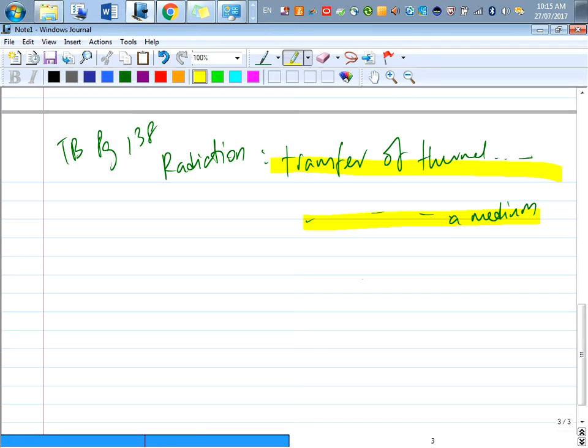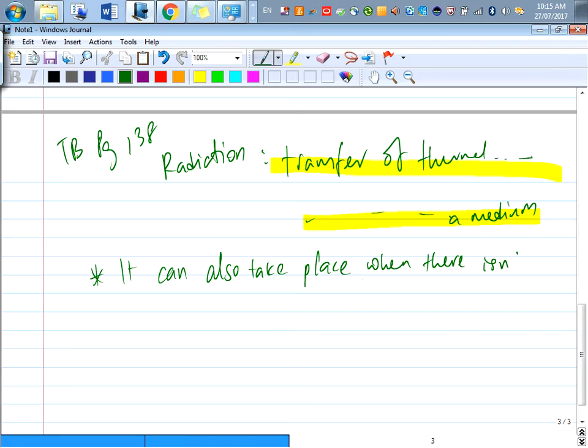I want you to include this point. It can also take place when there isn't a vacuum. Meaning, in our classroom, there is also radiation. Our classroom is not a vacuum, right? We can still have radiation here.